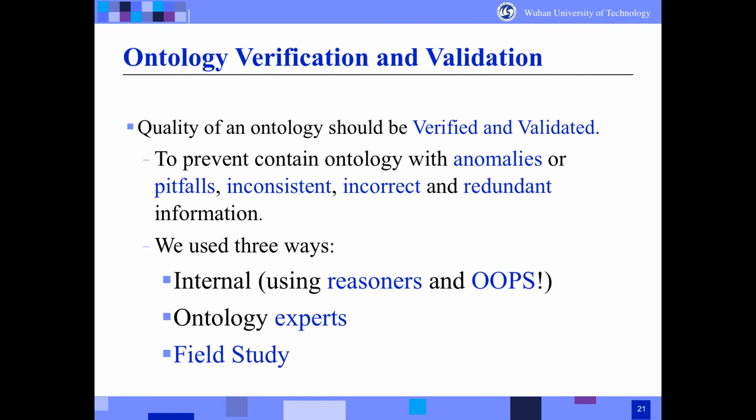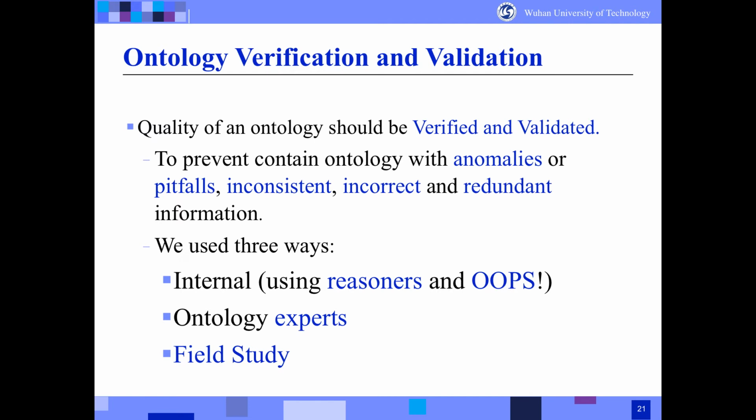And once we designed and implemented our ontology, we need the ontology verification and validation part to verify and validate whether the ontology is okay. The quality of an ontology should be verified and validated. Why do we do this? To prevent having an ontology with anomalies or pitfalls or inconsistent, incorrect and redundant information. We use three methods to do this.